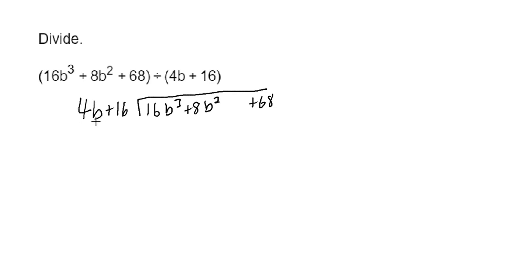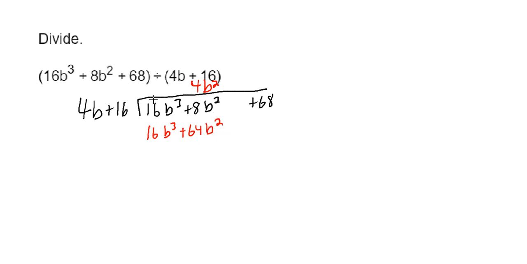What do I multiply to 4b to match this first term here, which is 16b to the third power? Well, to get 16, I need to multiply the 4 by another 4. And then to get the b to the third power, I'd have to multiply the b by another b squared. So 4b squared times 4b gives me 16b to the third power, so these match up. And then 4b squared times 16 is going to give me 64b to the second power.